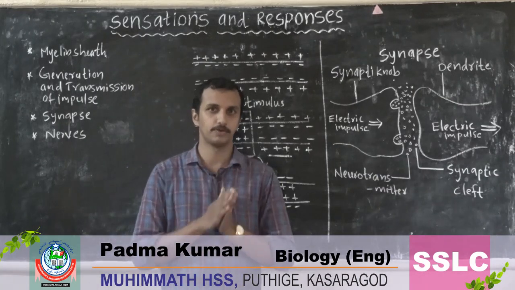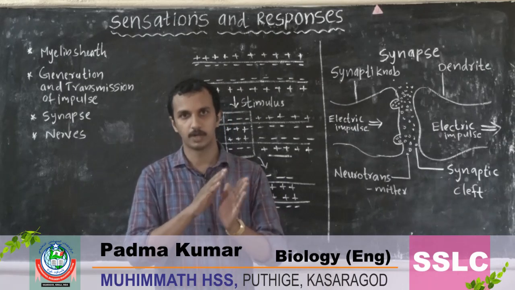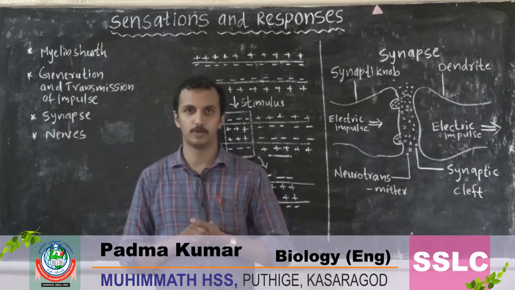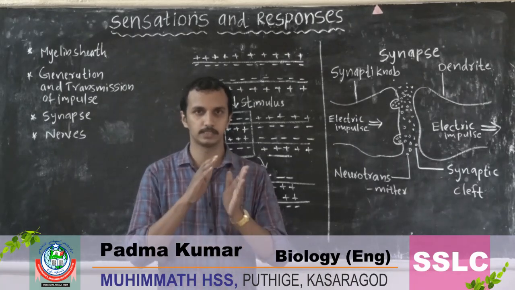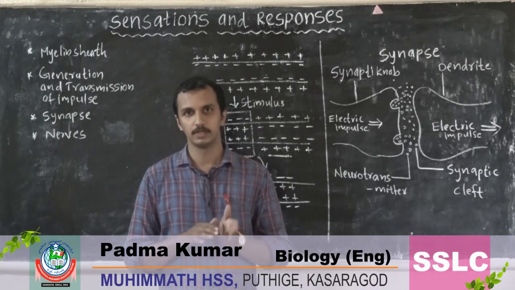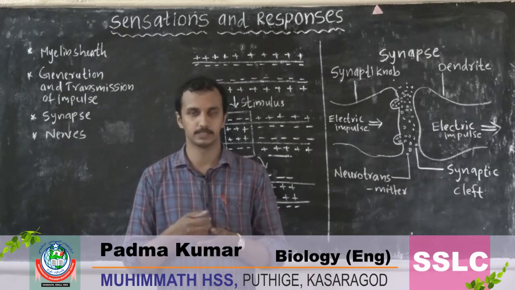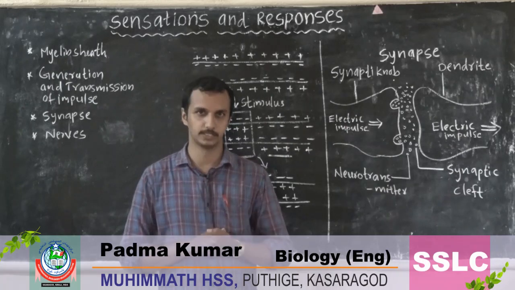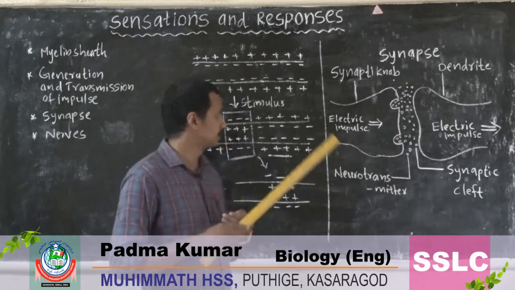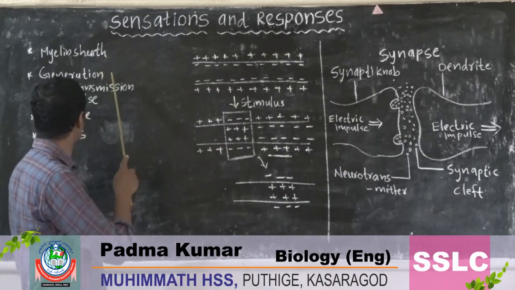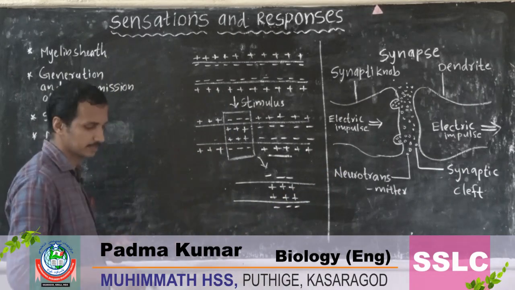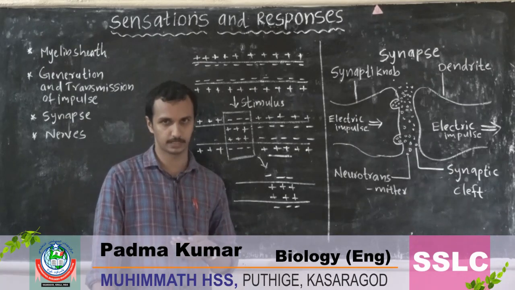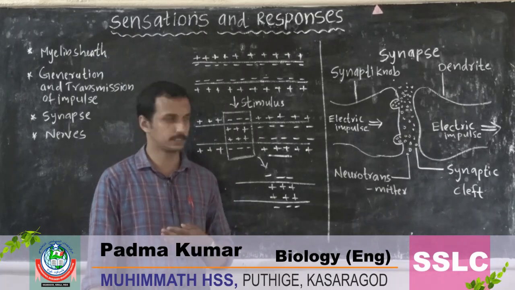In the last class we discussed the parts of a neuron, the functions performed by each part, what a receptor is, and the different kinds of experiences that you get from the environment. Now here we are going to discuss the myelin sheath, then generation and transmission of impulse, then synapse and nerves, and how nerves are classified.